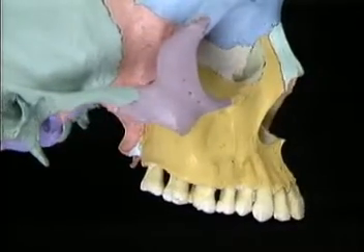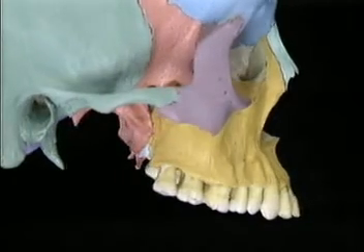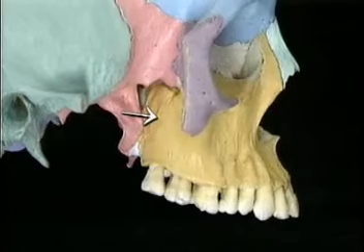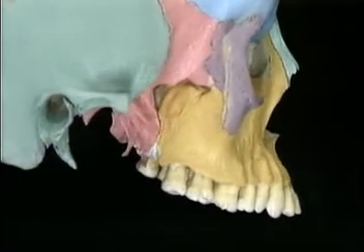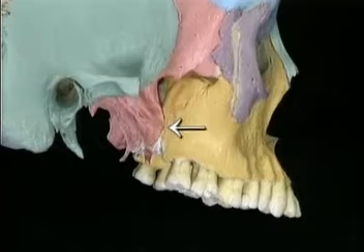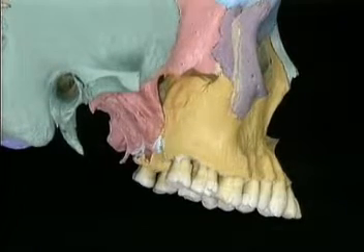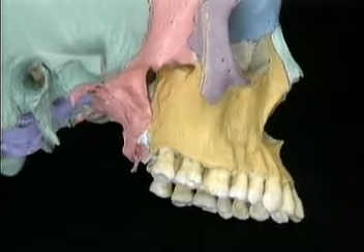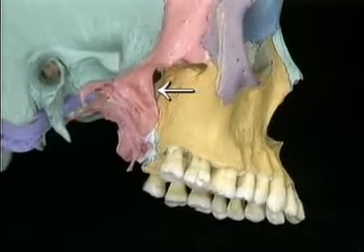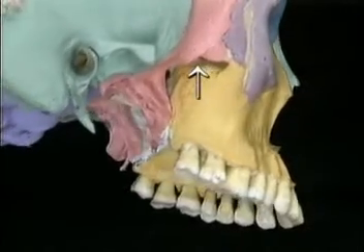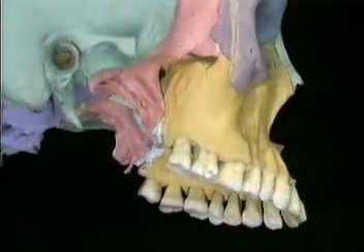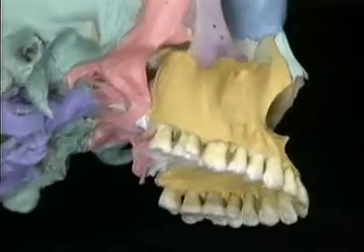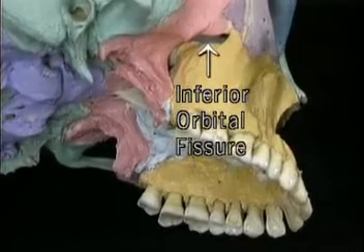To see the posterior part of the maxilla, we'll remove the zygomatic arch. Here's the back of the hollow part of the maxilla. Down here, the maxilla is joined to the bone behind it, the sphenoid bone. Apart from this attachment, the maxilla is separated from the sphenoid by this impressive cleft, which has a vertical part and a horizontal part. The vertical part of the cleft is called the pterygomaxillary fissure. The horizontal part of the cleft is called the inferior orbital fissure.